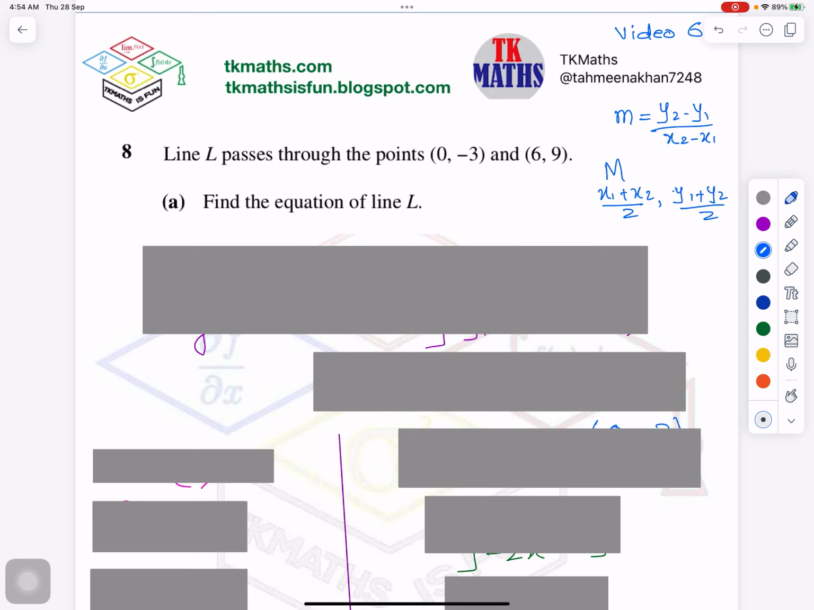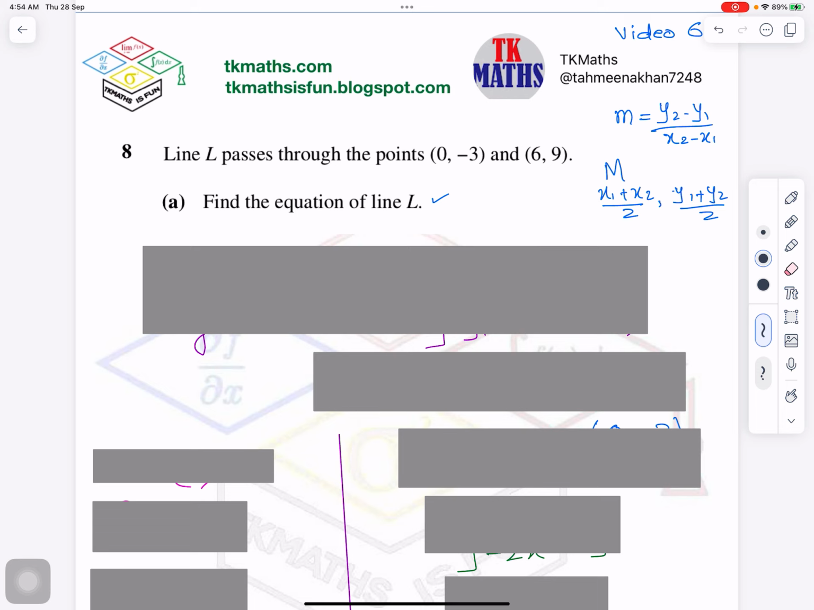What else must you know? The equation of the line, which I will show you, because the first part of the question is to find the equation of the line. What else do you need to know? The connection between perpendicular and parallel lines. We will see that also. So let's start with the question and we will keep revising the concepts along the way.